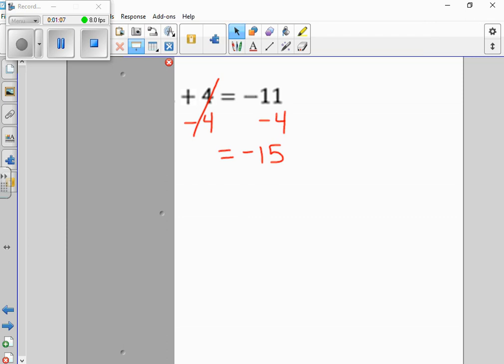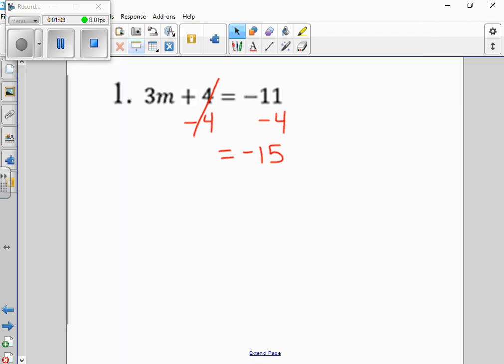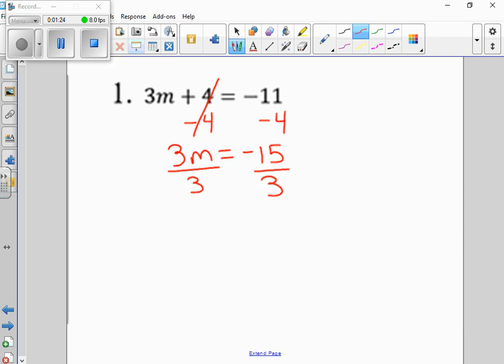Just make sure you're using Desmos to double check yourself. I'll bring down my 3m. And now here's where the second step starts. I have 3 times m is equal to negative 15. Inverse operation of multiplication is to divide. Whatever you do to one side, make sure you do to the other. And I get m is equal to negative 5.